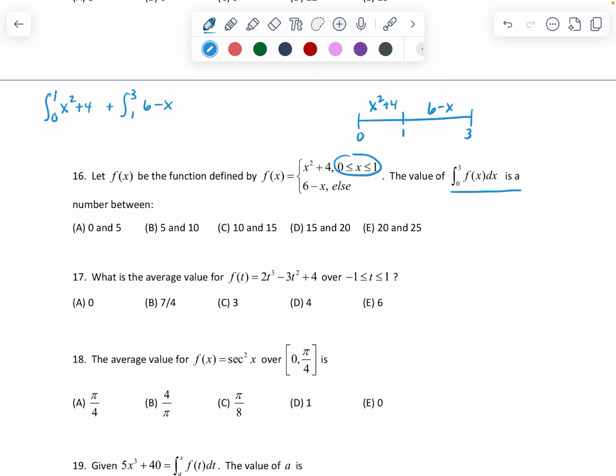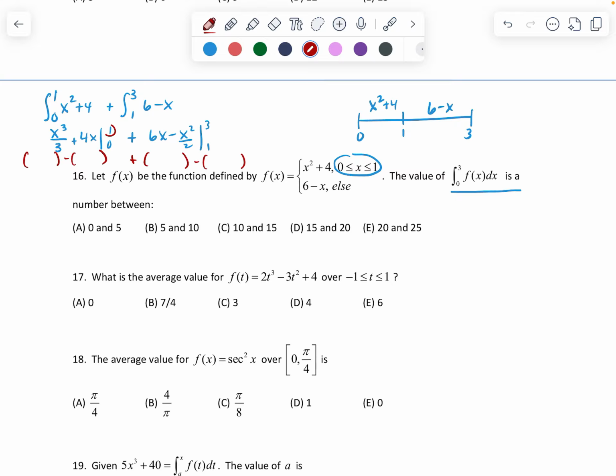Okay, now it's just a matter of taking the integral and figuring out what the answer is. So the integral of x squared is x cubed over 3. The integral of 4 is 4x, and I'm evaluating from 0 to 1. And then plus the integral of 6 is 6x, minus the integral of x is x squared over 2. Again, I'm evaluating this one from 1 to 3. Okay, now plugging these in, if I do top minus bottom, and then I have another top minus bottom.